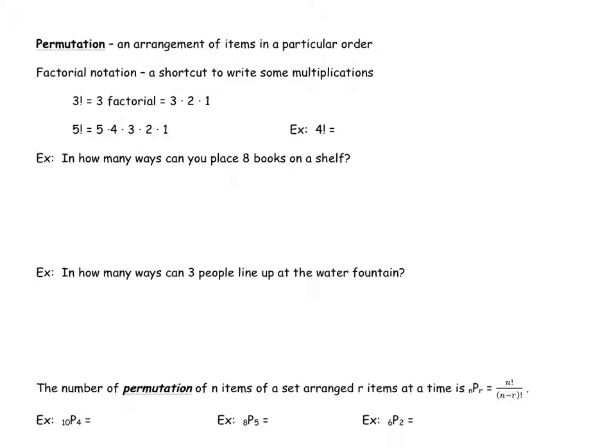3 factorial equals 3 times 2 times 1. The exclamation point is read as the word factorial. So 5 factorial will be 5 times 4 times 3 times 2 times 1. 4 factorial will be 4 times 3 times 2 times 1. And of course, you can multiply these together. I'll get 24.